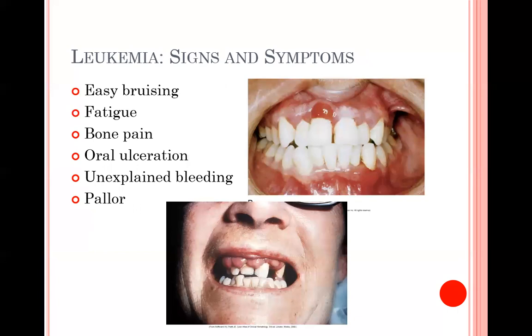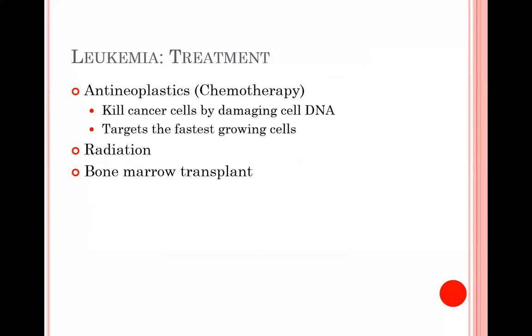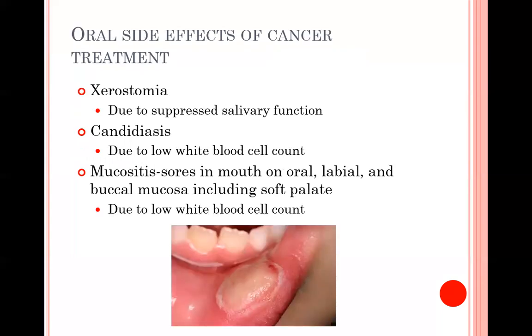And then our signs and symptoms: bruising easily, fatigue, bone pain, oral ulcerations, unexplained bleeding, pallor of the gums. Pallor means kind of a paleness. Treatment: chemotherapy kills the cancer cells by damaging the cell's DNA, targets the fast growing cells of the blood cells. Radiation and bone marrow transplantation, where they wipe out all of the person's natural bone marrow immune system, and then they inject brand new. And we'll talk a little bit about that actually at some point. I think actually we talk about it in special needs.